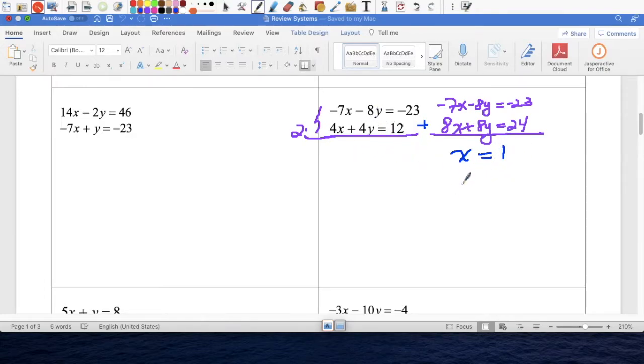So is there an easier one? No. So let me pick this one right here, this equation. So negative 7x, or I'm going to replace the x with 1, minus 8y equals negative 23. Negative 7 times 1 is negative 7, minus 8y equals negative 23.